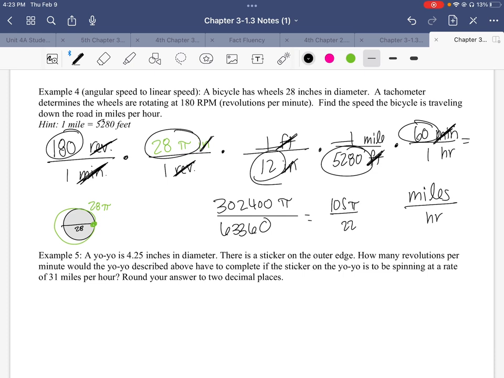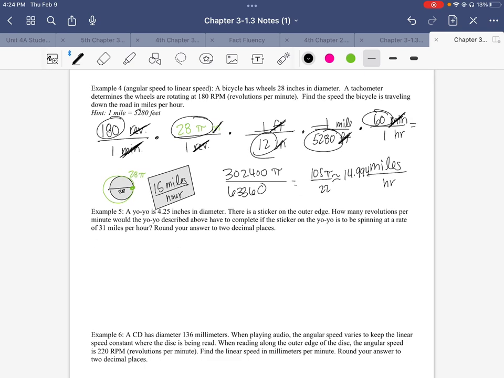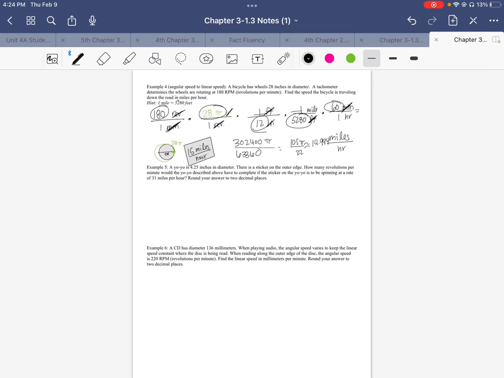And then that times pi is, give or take, 14.994. So I'm going to go ahead and say that this bicycle is traveling right around 15 miles per hour. Okay. Again, I think that the others here should be pretty straightforward, but if you do have questions on example 5 or 6, let me know, and hopefully you guys are able to do your homework.